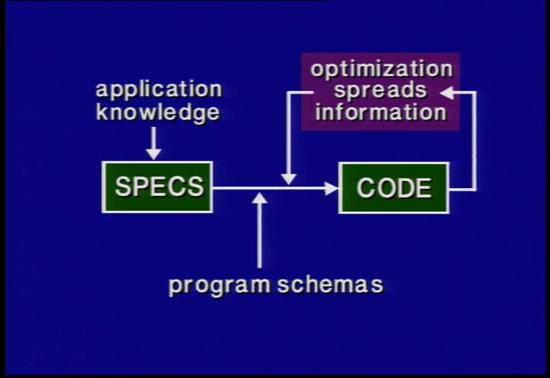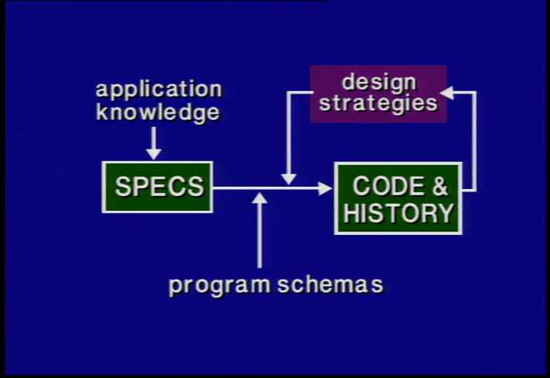In addition, the spread of information caused by optimization conflicts with the need for localized design information when making changes. When programs are automatically synthesized, it's much easier to record the design and optimization decisions and then make changes by modifying the specification and re-implementing the program, reusing most of the recorded decisions. So we see that program synthesis allows us to reuse several types of abstractions: abstractions of application concepts, abstractions of programming constructs, and abstractions of design strategies.